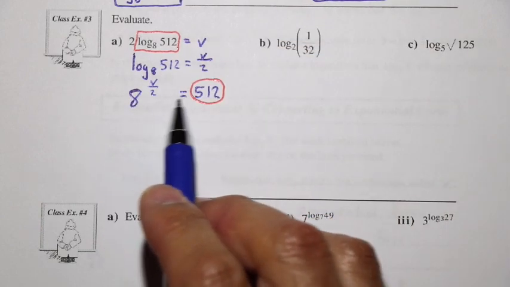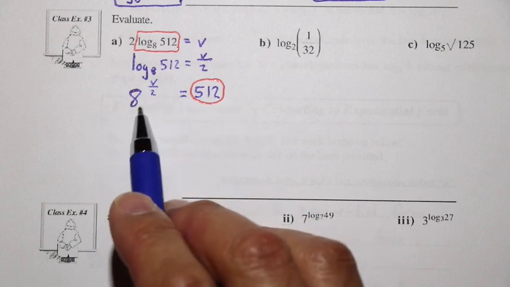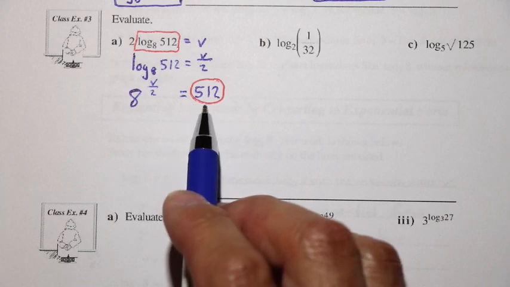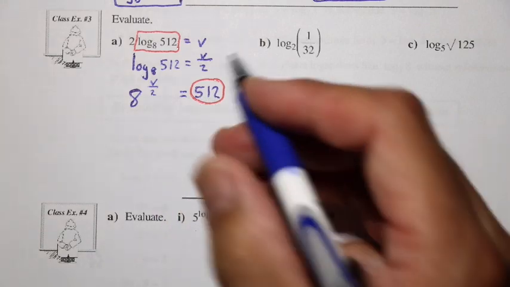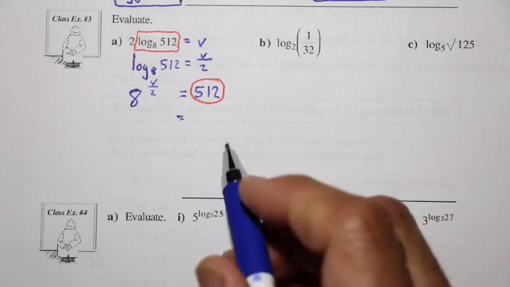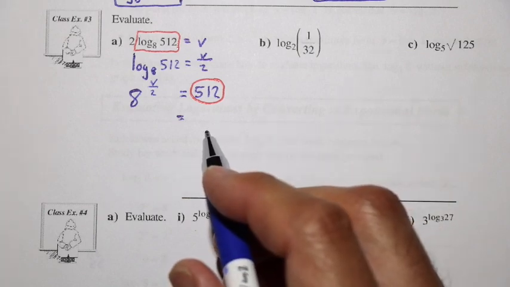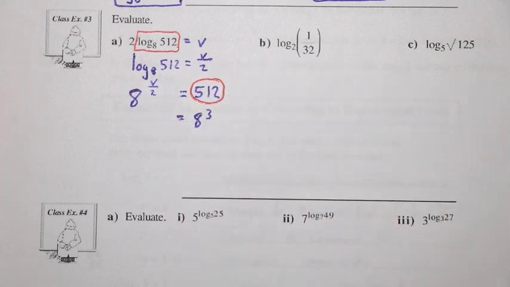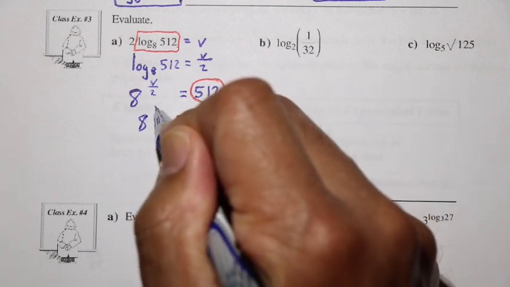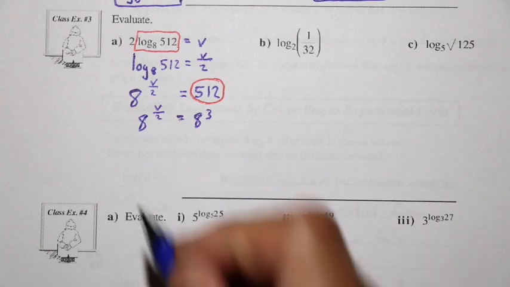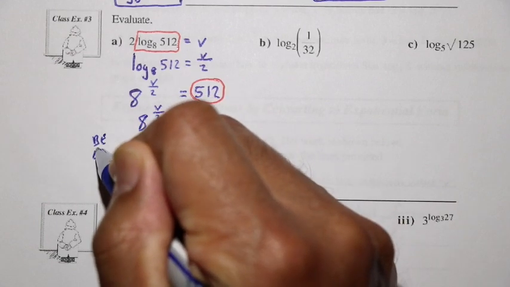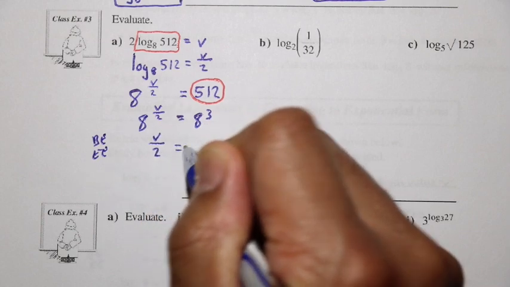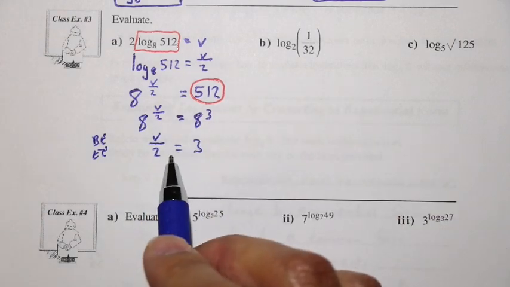Now before we continue with solving for this, perhaps just by speculation, we can ask: what if this number was a power of this base? Could 8 raised to some exponent equal this number? Well, it's very possible. Let's see, we can find 8 squared is 64 and times another 8. Oh, this 512 can be written as 8 cubed. So if we have 8 to the v over 2 is equal to 8 cubed, we notice the bases are equal now, and so the exponents must be equal. We have v over 2 is equal to 3. And now we can solve a simple equation.